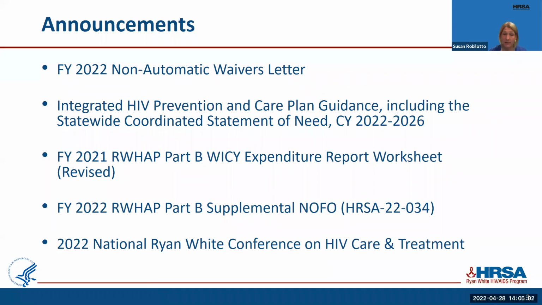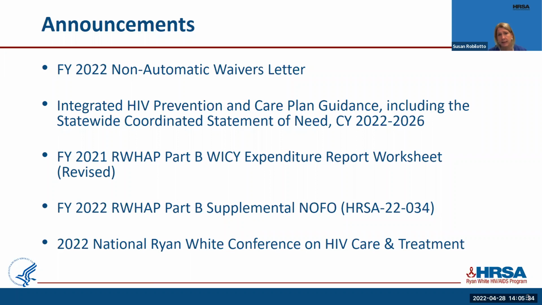Both the National Monitoring Standards and the Part B manual are in the final stages of editing and will be available on the HAB website very soon. The ADAP manual is also being updated and will follow shortly after. We will let you know when they become available via our email listserv, as well as the HIV AIDS Bureau or HAB newsletter and other communications. So I'll move on now to a few announcements.